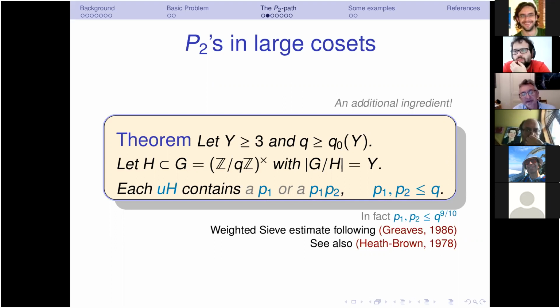The fact that you have only a finite number of characters and not q of them is where you get your win. Essentially, for the Brun-Titchmarsh, you lose the Gauss sum, so you lose the square root of q instead of losing q. And here you get the same thing.